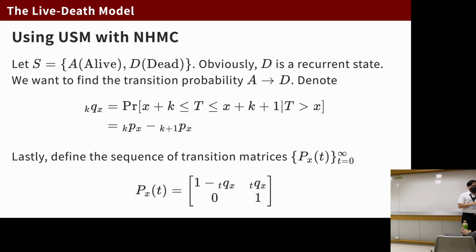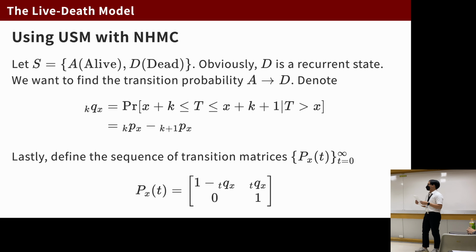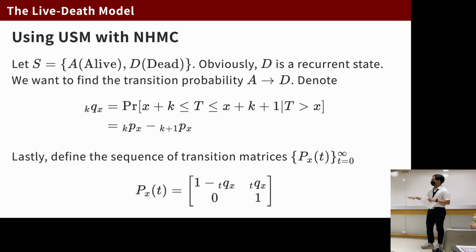Now, let's try to model the ultimate survival model with non-homogeneous Markov chains. So we define the state space to be alive and dead. Obviously, dead is recurrent because you cannot come back to life. And we try to find the transition probability at year t.